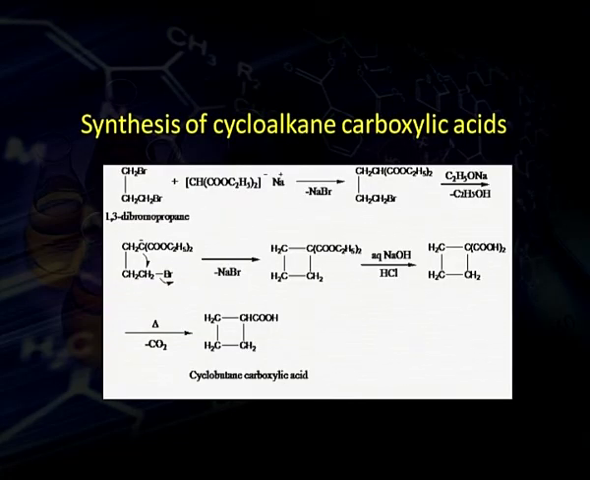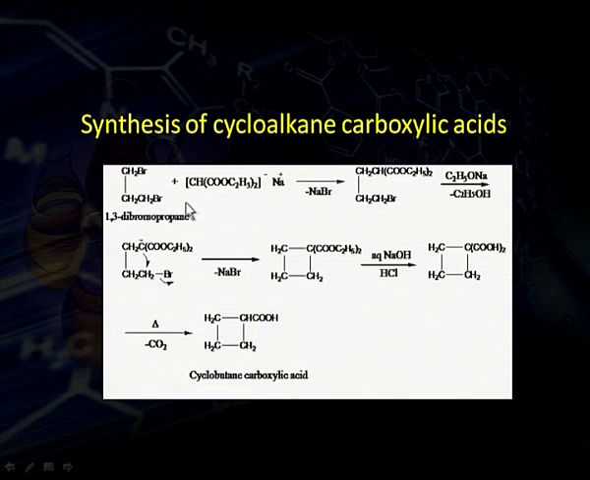Synthesis of cycloalkane carboxylic acids. When sodium malonate is treated with 1 mole of alpha omega dihalide, the product obtained contains 1 acidic hydrogen and 1 halogen atom, and it undergoes intramolecular reaction. So, by this method we can prepare cyclic compounds by taking alpha omega dihalides. Alpha omega dihalide means the halogens are attached to terminal carbon atoms.